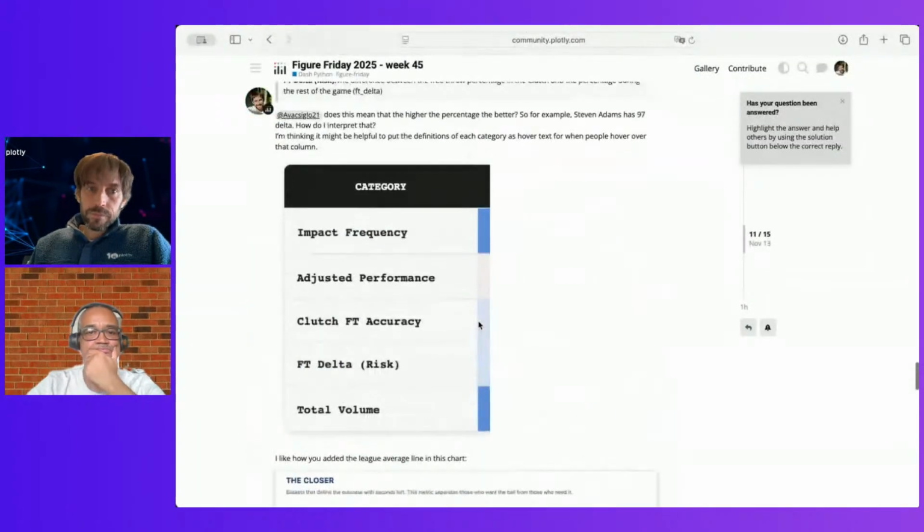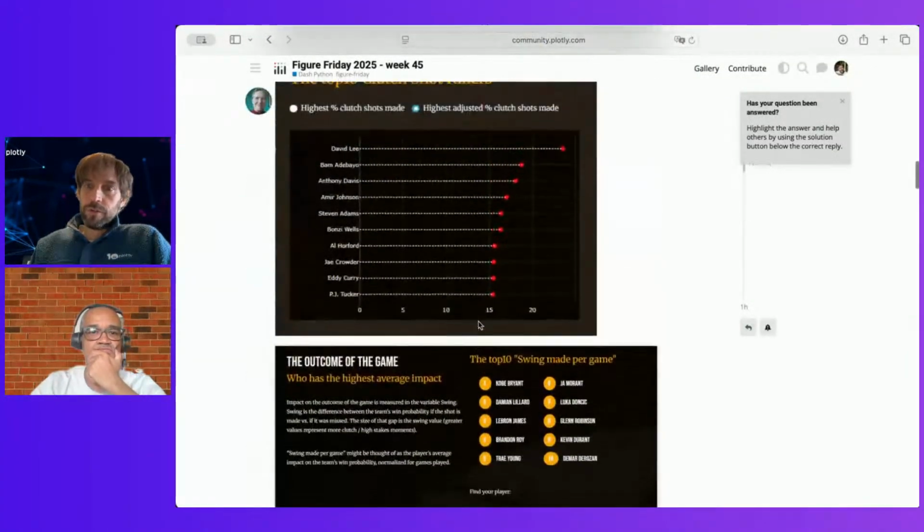Today is Figure Friday session week 45. Let me share my screen so you can see what this week was all about. Again, we had a nice amount of apps and graphs that people submitted. So this is Figure Friday week 44.